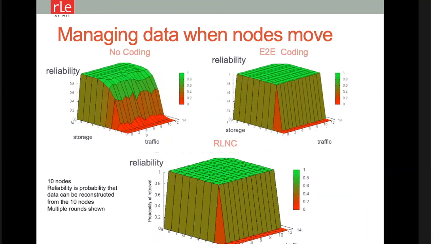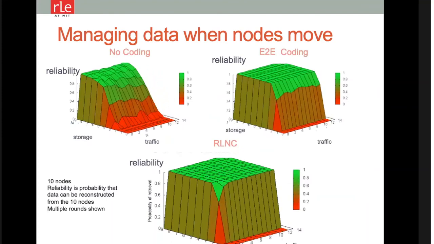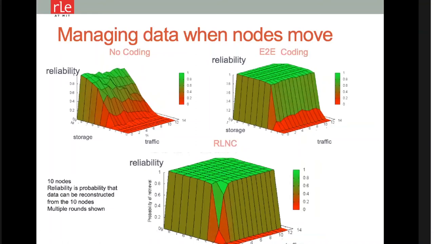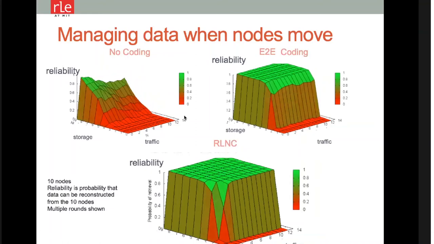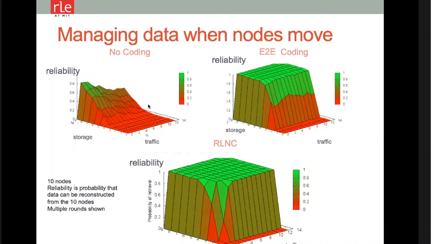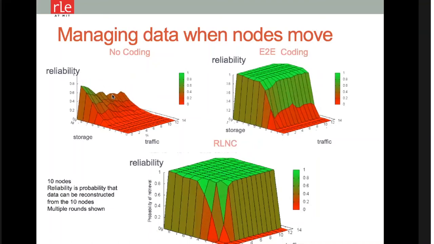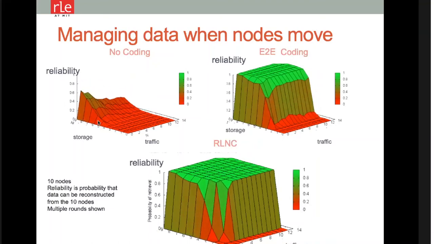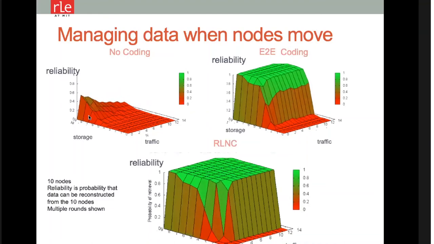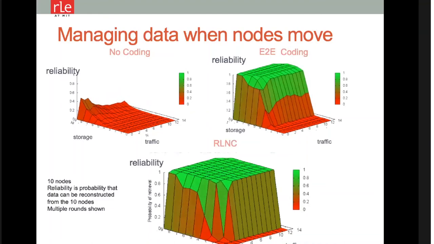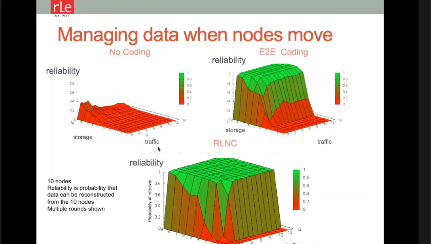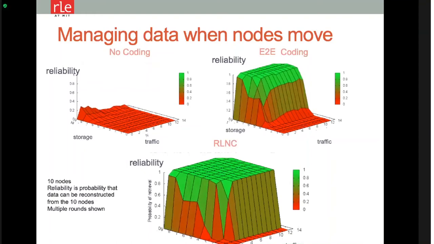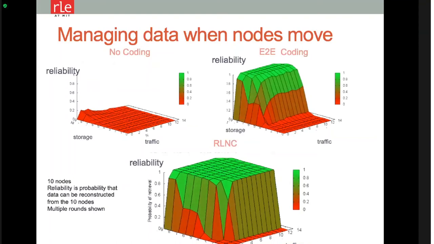So, here's another example where you can use random linear network coding. We call this sometimes the melting iceberg. So what am I showing you here? This is the amount of storage that's required in each piece of equipment, so say in each phone. This is the amount of traffic that's required in terms of phones or user devices exchanging.